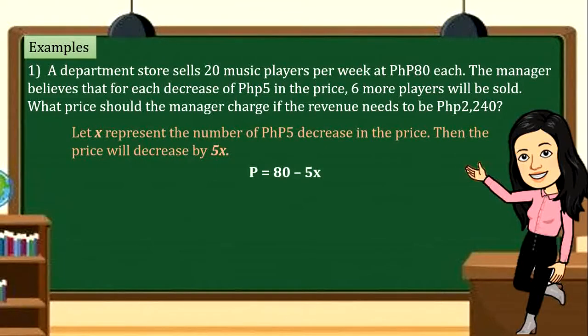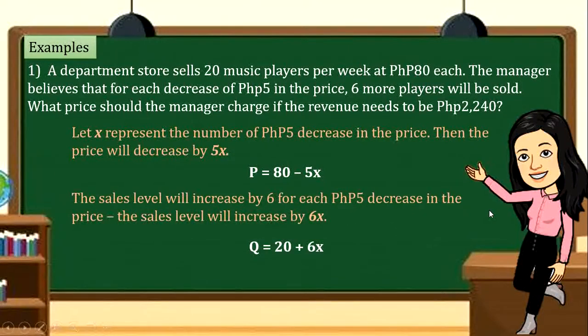Okay? So, for the price, dahil 80 pesos each yung music players, nababawasan daw siya ng 5 pesos. So, sabi dyan, the manager believes that for each decrease of 5 pesos. So, pag decrease, so minus. So, 5x. X, dahil hindi pa natin alam kung ilan yung bilang ng nababawasan ng 5 pesos. Okay? So, again, for the price, we have 80 minus 5x. And then, for the value of Q, we have 20 plus 6x.